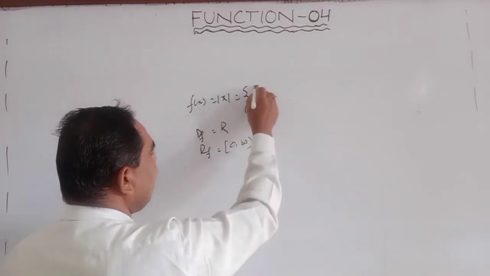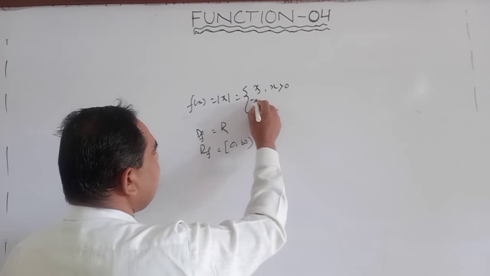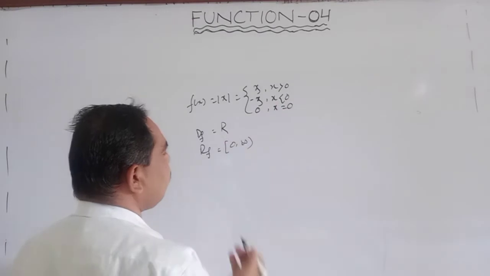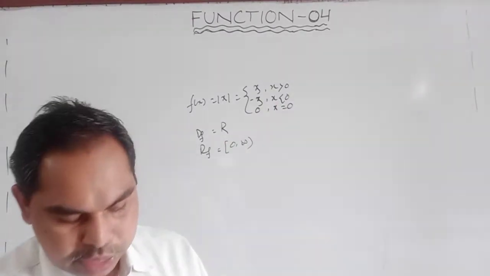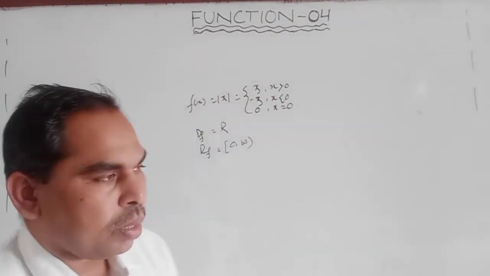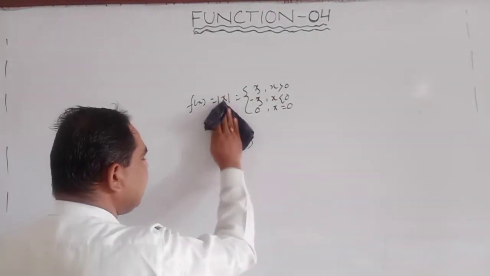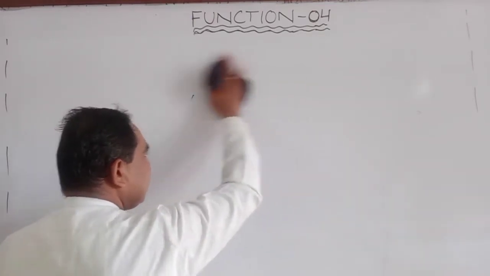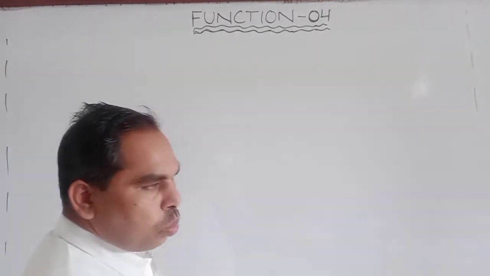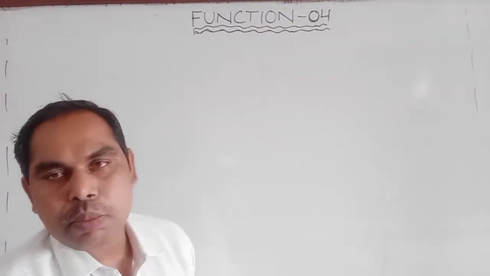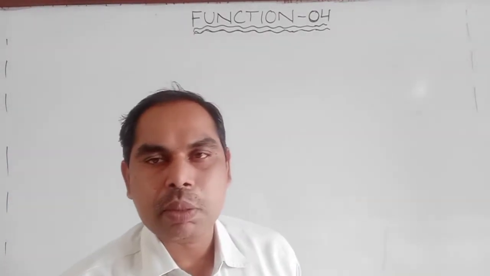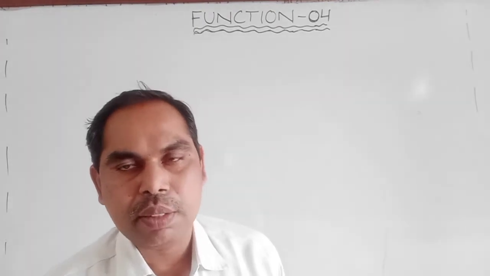Mod x is equal to x when x is greater than 0, minus x when x is less than 0, and 0 when x is equal to 0. This is mod x. Next one, greatest integer function. Greatest integer function, f of x is equal to square bracket x. So square bracket x always gives integral value. Therefore domain of the function is real numbers R, and range of the function is set of integers Z.